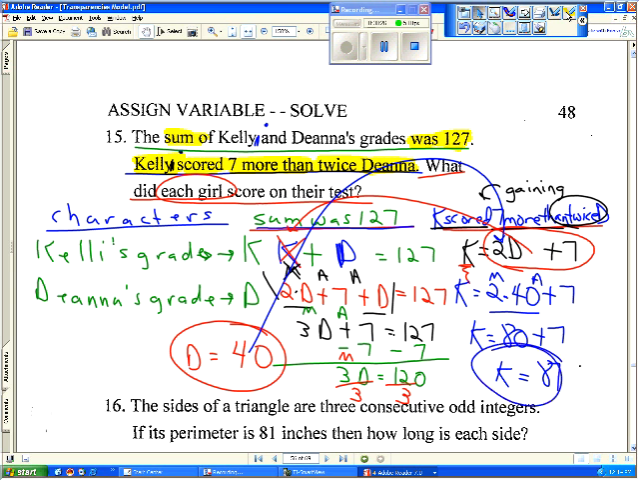All right. Any questions on any of that? Yes. Yeah, everywhere it says Kelly, make it an I. There we go. Sorry about that. Any questions on page 48? All right.